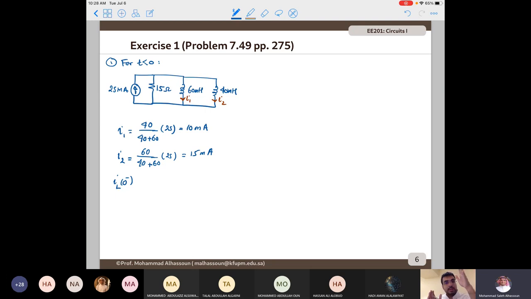So this is the initial current in inductor one and the initial current in inductor two. If you recall when we discussed the parallel combination of inductors and capacitors, we said that the initial current is the summation of the individual ones. So it's going to be I1 plus I2, which is 25 milliamperes. This is the initial current through the inductor combination. So from this analysis, we have everything we need for the time of the switch at position A.